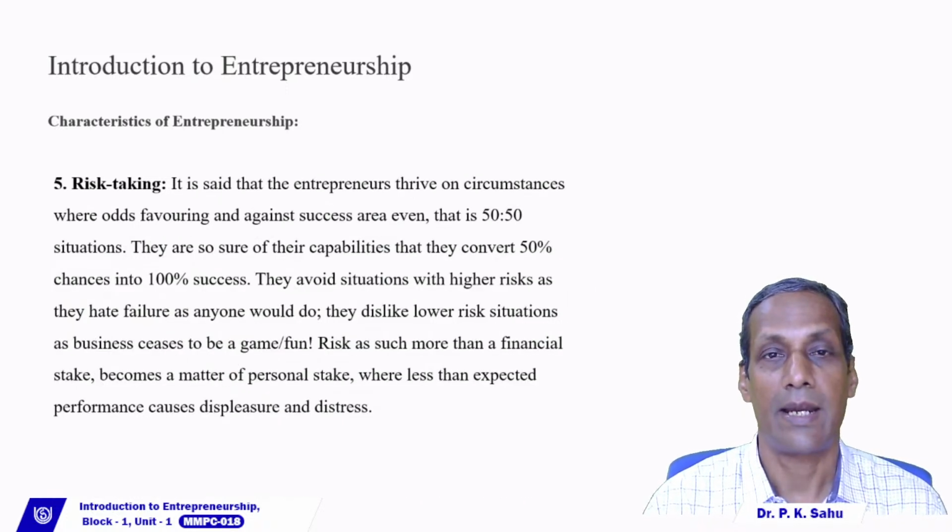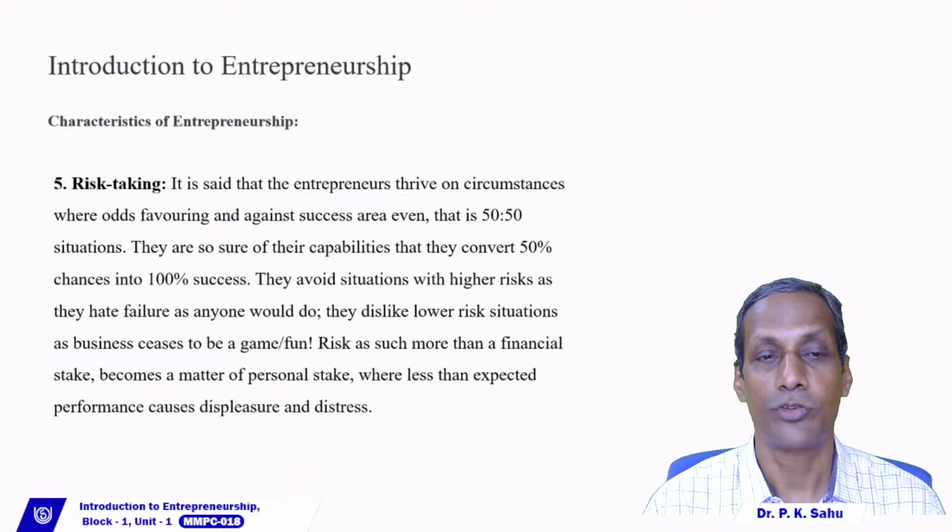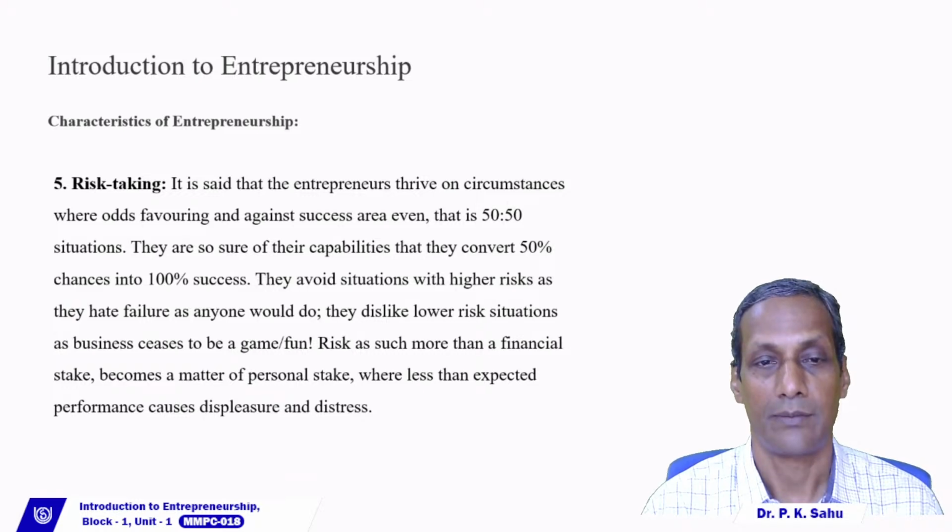It is said that entrepreneurs thrive on circumstances where odds favoring and against success are even, that is, a 50:50 situation. They are so sure of their capabilities that they convert 50% chances into 100% success. They avoid situations with higher risks as they hate failure, as anyone would do. They dislike lower risk situations as business ceases to be a game or fun.